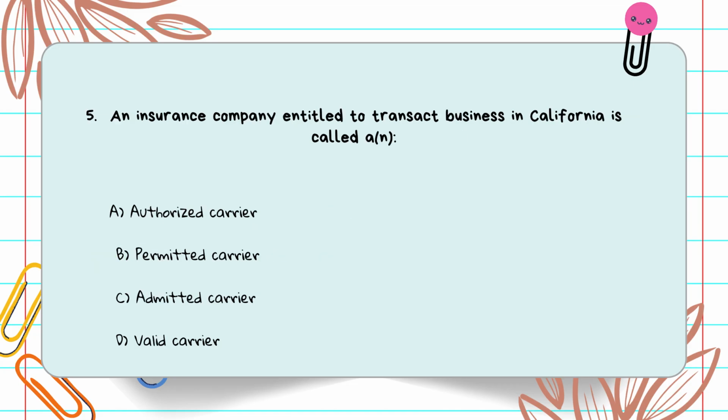Question number 5. An insurance company entitled to transact business in California is called an, A, authorized carrier, B, permitted carrier, C, admitted carrier, D, valid carrier. Think of it like being admitted into a club. If a company is approved by the state to sell insurance in California, it's called an admitted carrier. The answer is C, admitted carrier.